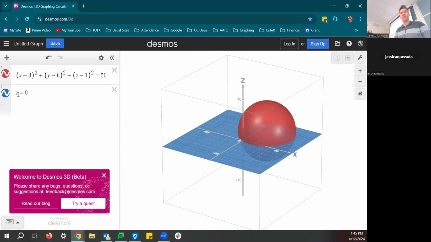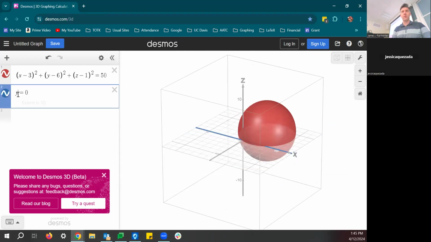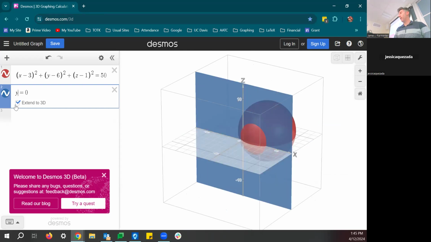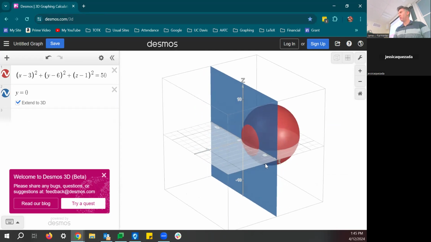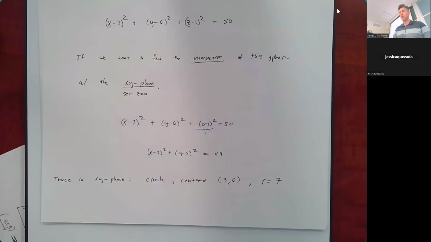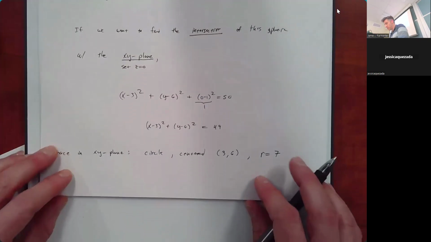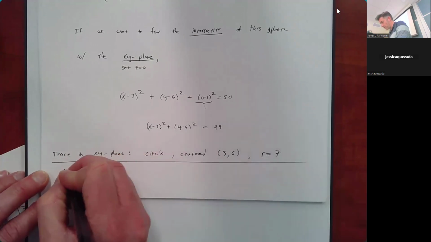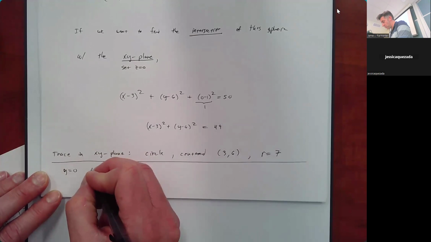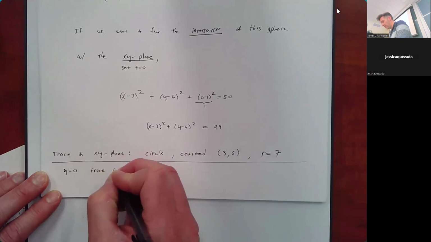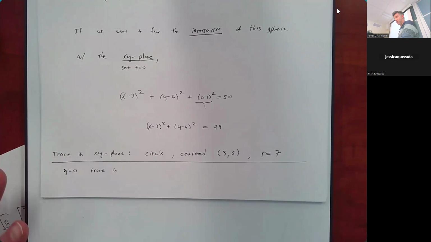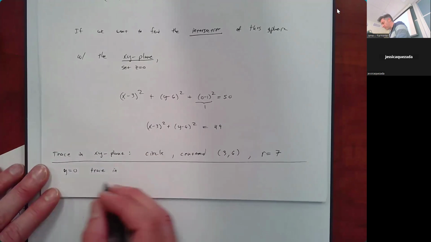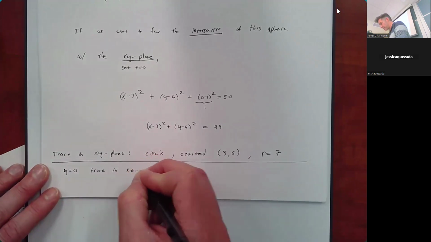So if instead of saying z equal to 0, I set y equal to 0, and I extend it to 3 dimensions, there's my plane. And that's cutting it in a seemingly smaller circle. Let's see if that's actually true. If I set y equal to 0, that gives me the trace in the 2 remaining variables. I might have said YZ plane before. I should have said XZ plane. If I set y equal to 0, we're going to get the trace in the XZ plane.